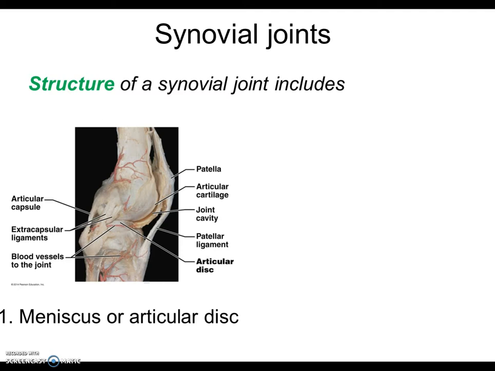So first we have the meniscus, also called the articular disc. What we're looking at here is the femur on the top, the tibia on the bottom. You're looking at a lateral view. So here's the patella up front. Right in between here, we have the meniscus, or the articular disc. Notice it's between the femur and the tibia. That means when you walk, it's going to help cushion at the synovial joint, so that way the femur doesn't hit and pound on the tibia as much.